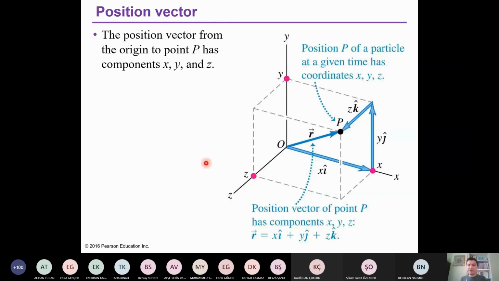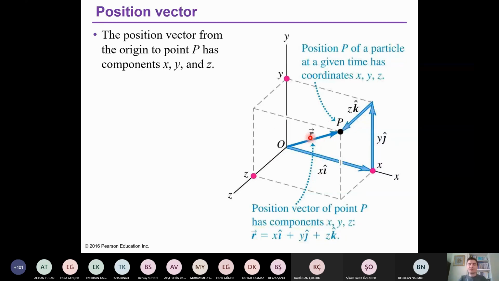And what do you see here in 3 dimensions? Here we have the x-axis, okay? Here we have the y-axis, and here we have the z-axis. And this position vector has 3 components, right? And I can write this position vector in terms of its components. This is x times i, the unit vector along the x-axis, plus y times j, the unit vector along the positive y direction, and then plus z times k, the unit vector along the positive z direction.